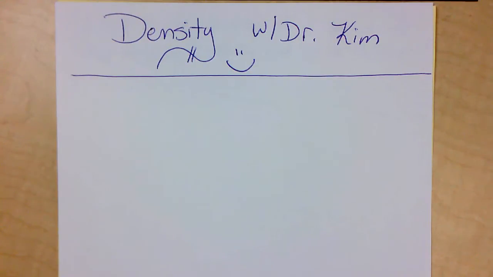GCC. This is a density video for Chem 130. So we're going to talk about density. You can think of density as the amount of atoms and how tightly packed they are in a given volume. So something that's very dense has the atoms packed really tight together, and something that's not dense may have a lot of space between the atoms.